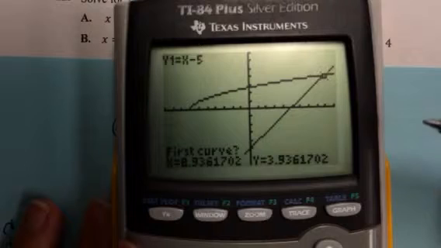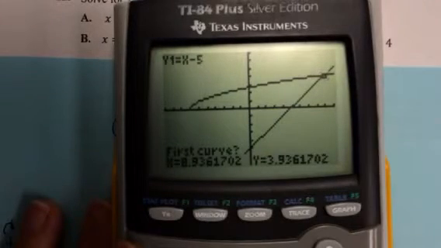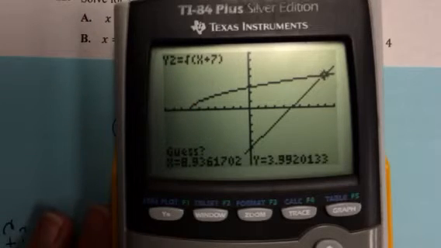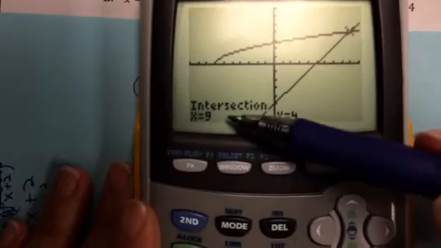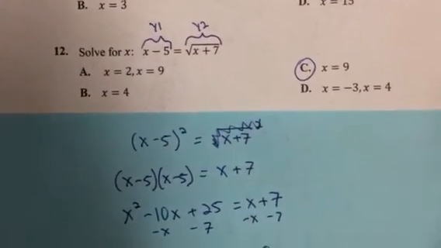You could also use the intersect tool in calc. In first curve it asks, enter, second curve, yes it's on the second curve, enter, guess, that's pretty close. And so it tells us, hey, those intersect when x is 9. And so that's a different way to see that 12 is C.